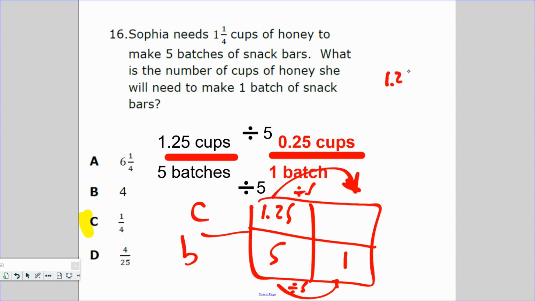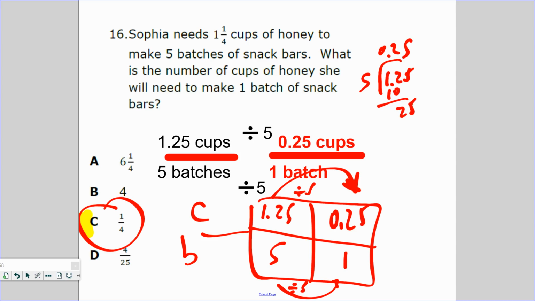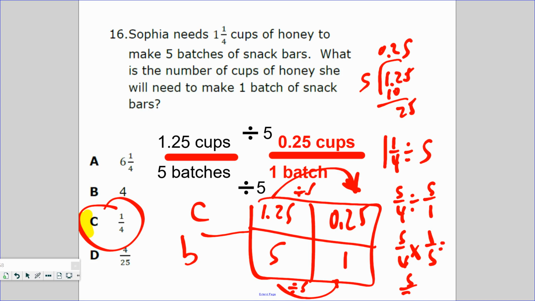What is 1 1/4 divided by 5? It goes in 2 times. So it's 0.25, which is C, 1/4. Or how do we write this in fraction form? 5/4. How would you write 5 as a fraction? 5/1. 5/4 times the reciprocal, 1/5. 5/20 would simplify to 1/4.